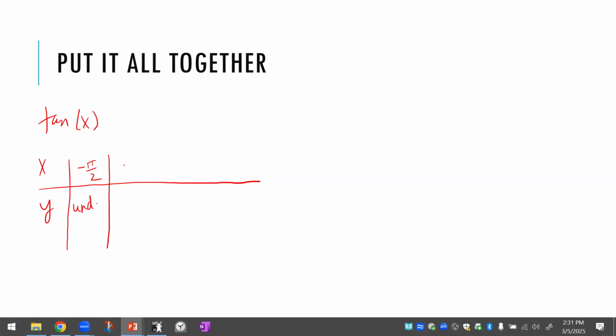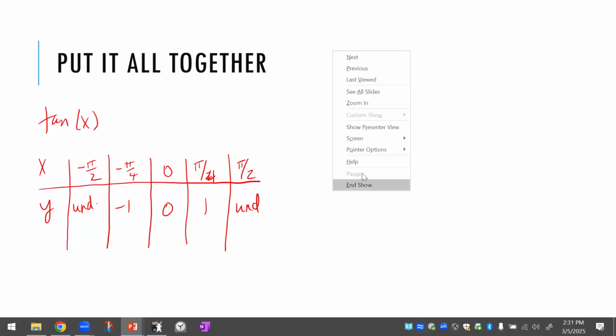Okay, our next x is at negative pi over 4. And what's the y value here? Negative 1. Then we're at 0. And what's the y value? Same thing. Now we're at pi over 4. That's 1. And now we're at undefined. Okay. Now let's do it for cotangent, making sure we can put it all together. I was like, guys, we were just killing it.